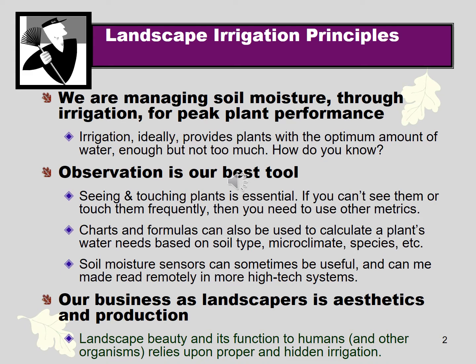So our business as landscapers is mostly aesthetics. We want things to look good and perform well, production, like as in an athletic turf. Then a landscape is more of giving us what we want out of it, or fruit trees and things that produce food. So we want to enhance that too in landscaping.